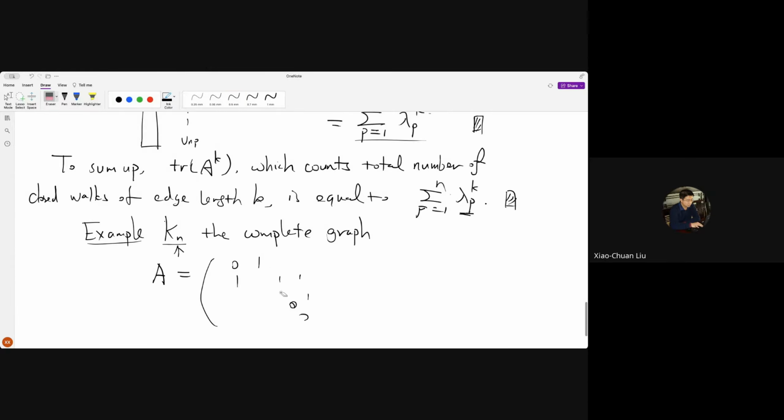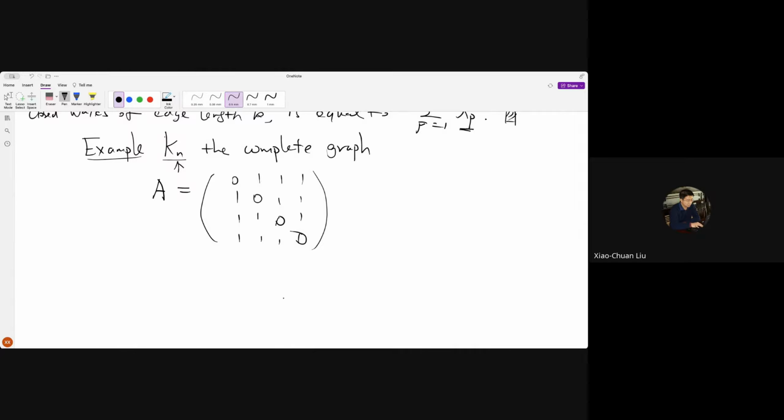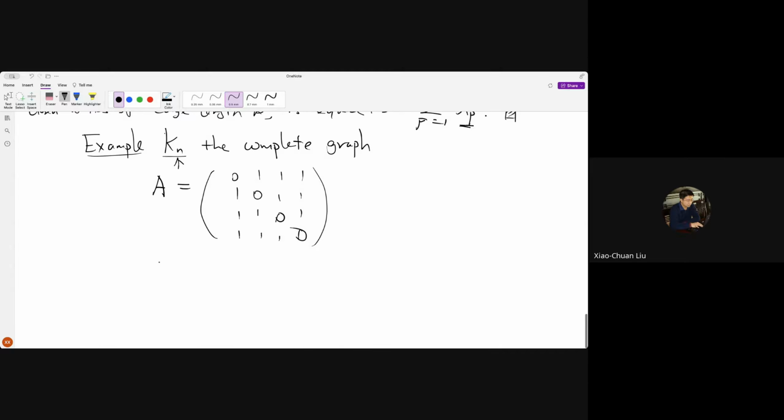So let's write K4, for example: 0, 0, 0, 0 on the diagonal, and then all other entries are 1s. Okay, so this is the adjacency matrix for the complete graph K4. You can check this as an exercise.